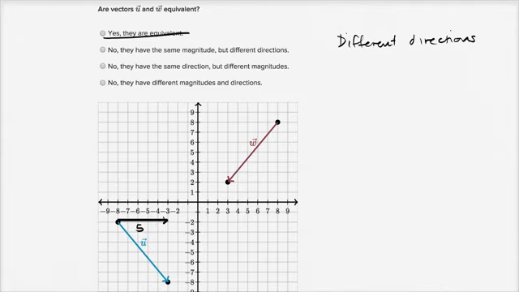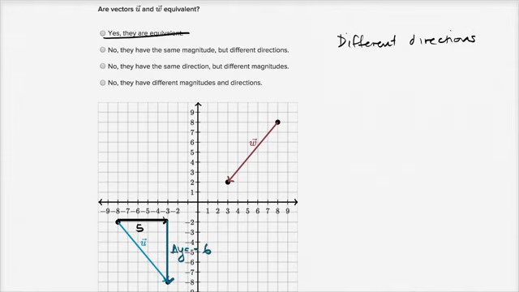And let's see what happens in the y direction. So in the y direction, I start at y equals -2 right over here. And then I go down to y equals -8. So my change in y is equal to -6.